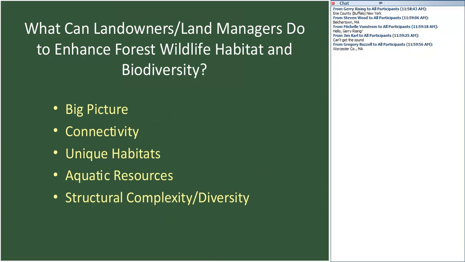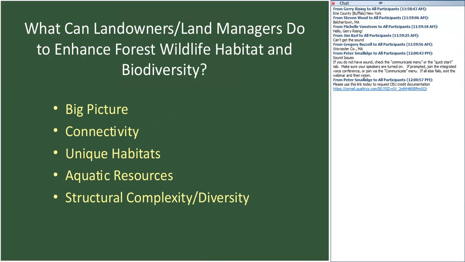So just to give you a little bit of an overview, I will address what landowners and land managers can do to enhance forest wildlife habitat and biodiversity. And we'll start with looking at the big picture, or your property as part of the larger landscape, looking at how to make connections among habitat patches and unique habitats that you can protect or encourage. Protecting aquatic resources, which can be very important in terms of attracting wildlife, and how to make your forest a little bit more complex or diverse in terms of the habitat elements, and therefore attracting a diversity of wildlife species as well.